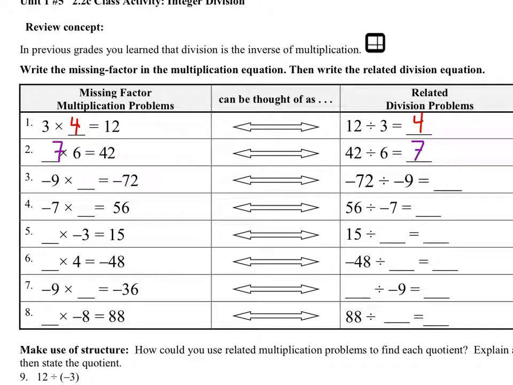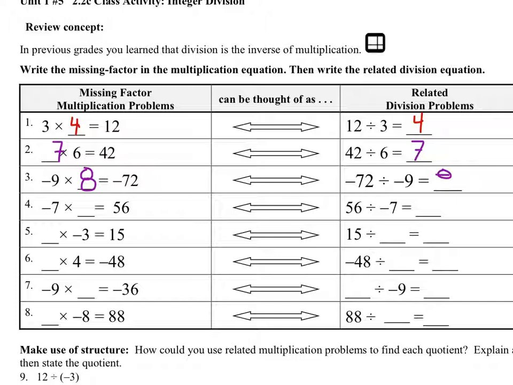Alright, what about, let's do number 3. Negative 9 times what is negative 72? Yes, 8. Did you say 8? Yes. Very good. And so negative 72 divided by negative 9 is 8.